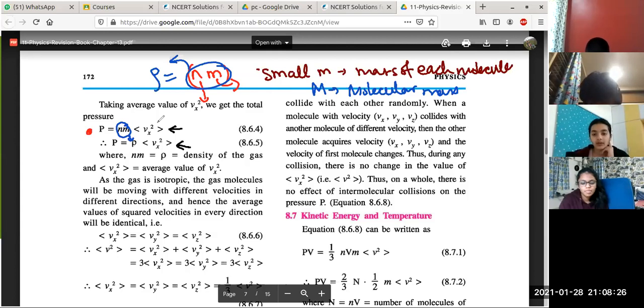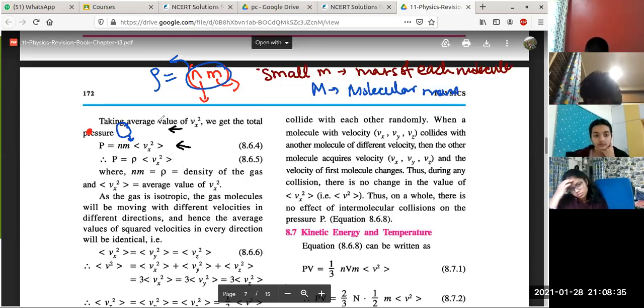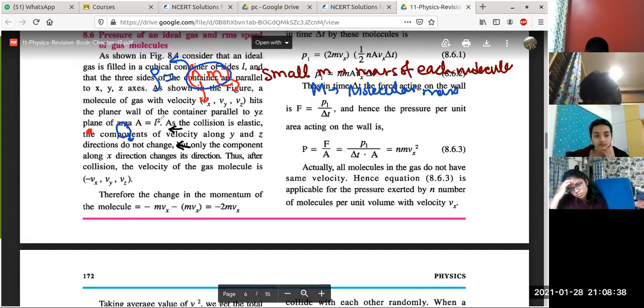So for this chapter, can you send the link of the revision book? Yeah. So can you go up once? जल्दी जल्दी लिखो.